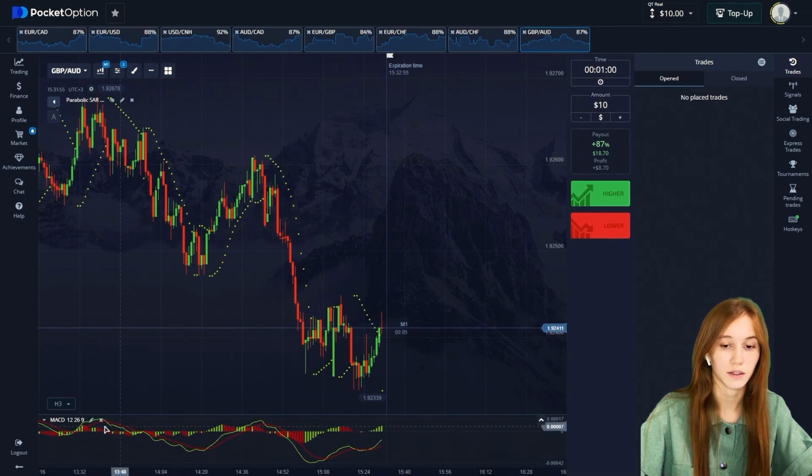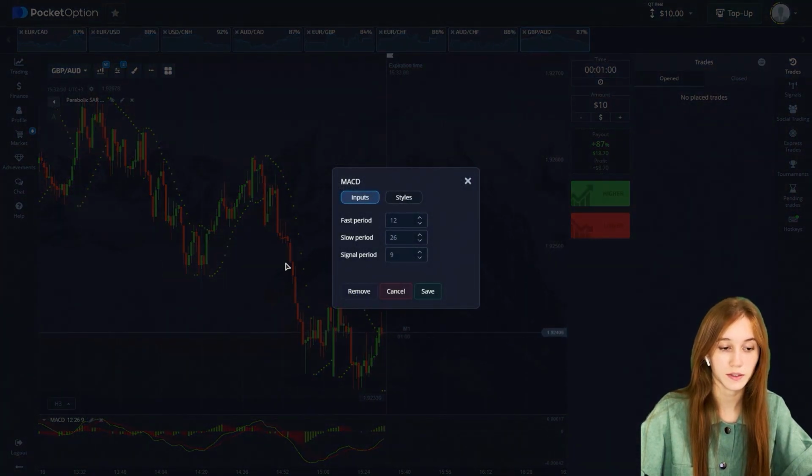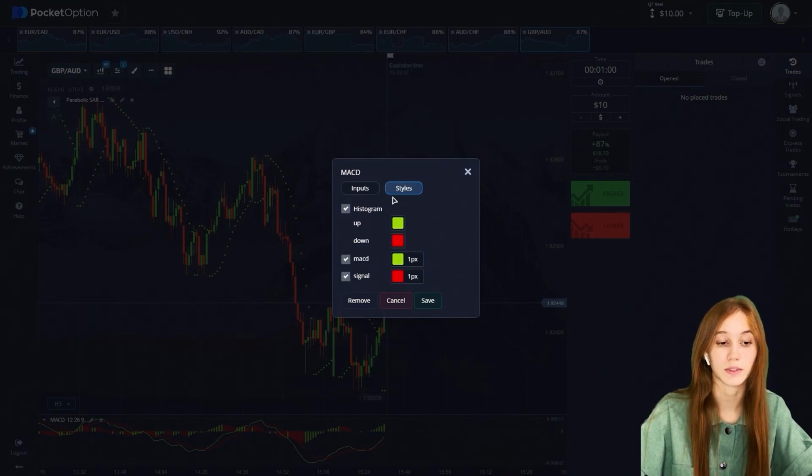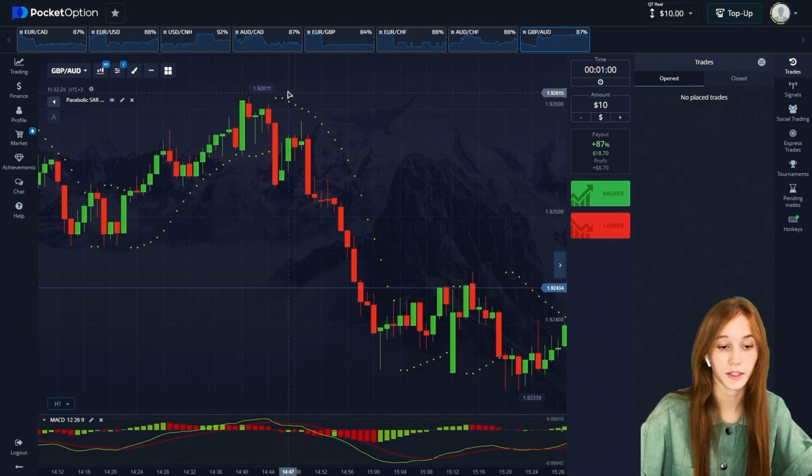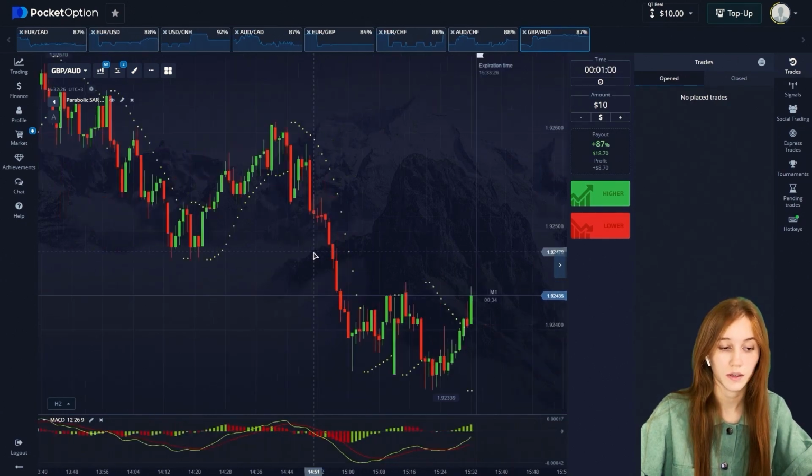And MACD, you will see its parameters. According to the Parabolic, the minus of the indicator is that if the trend change is quite weak, the points will still be in a certain position. Also I'll show you the period of time. Close it. Parabolic, we see here the trend has changed.